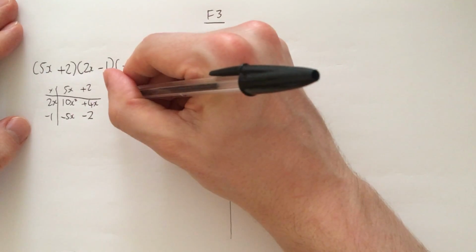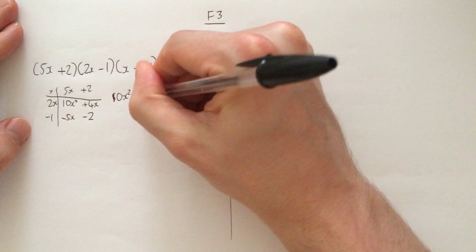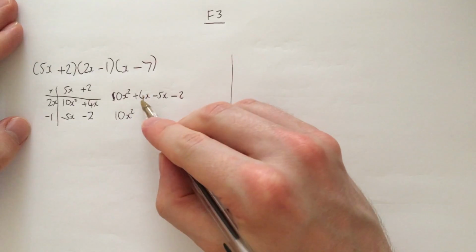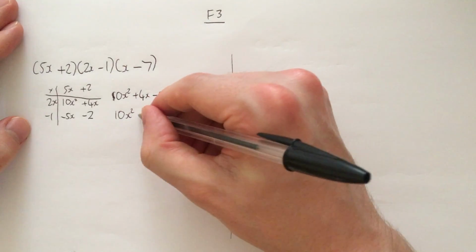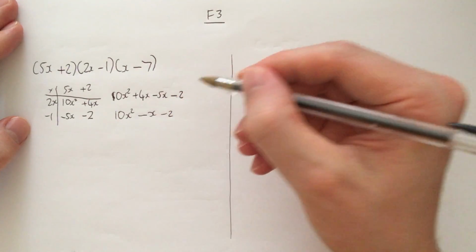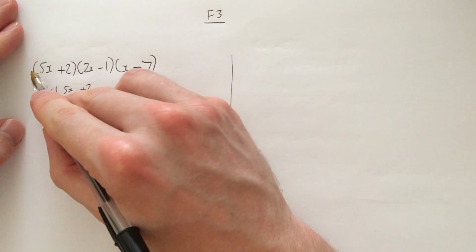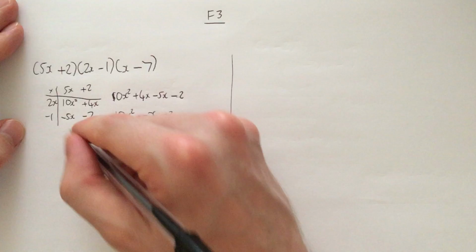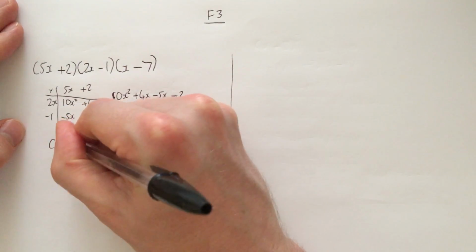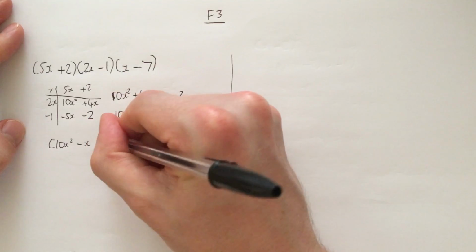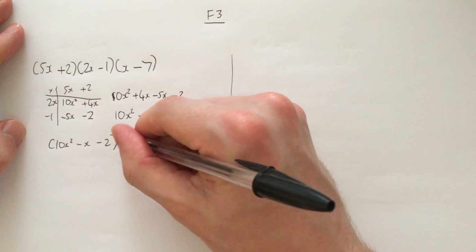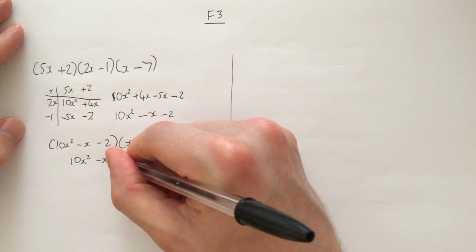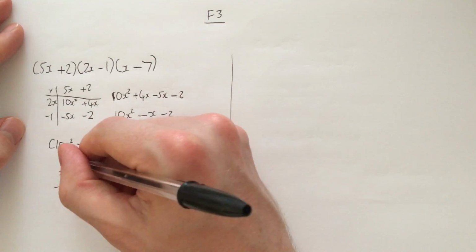I then want to simplify it, so I'm going to rewrite it. 10x squared plus 4x minus 5x minus 2. Right, 10x squared we're keeping. Positive 4x take away 5x is going to be negative x. You're left with the minus 2 there. I now know those two expanded brackets, so we're going to put this back in its own bracket: 10x squared minus x minus 2, close bracket, which left me with a third bracket, x minus 7. Right, no surprises again. 10x squared minus x minus 2, x minus 7.